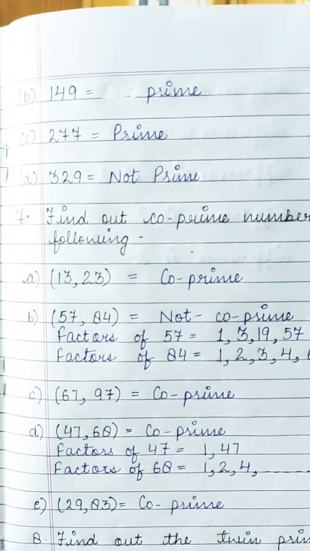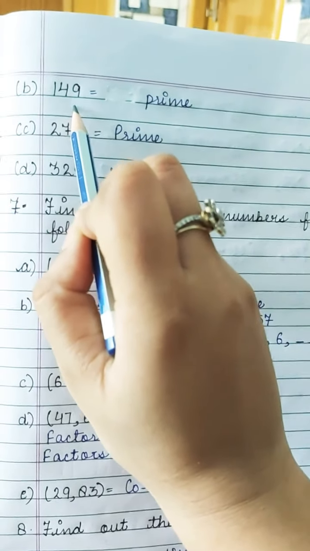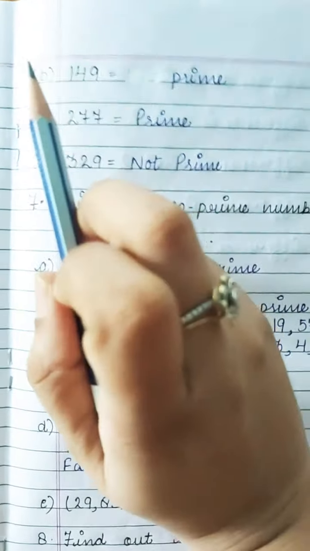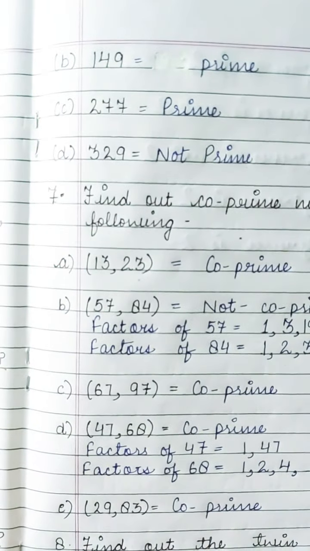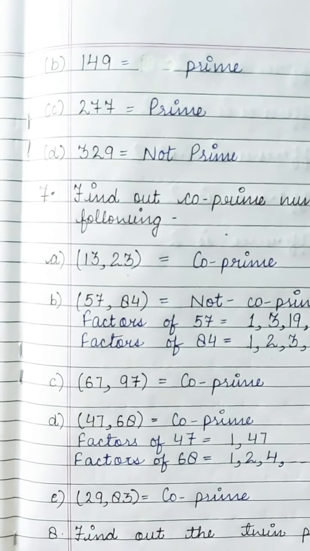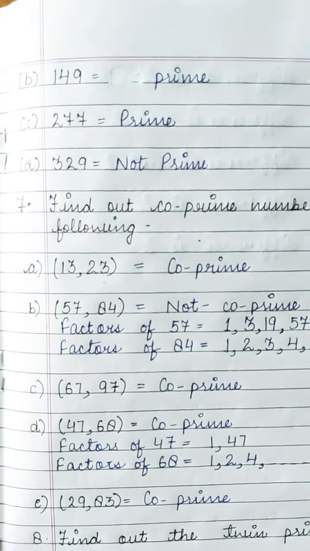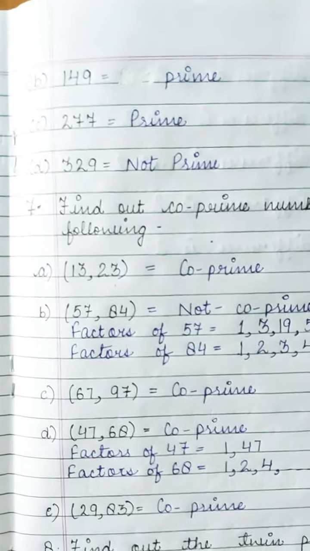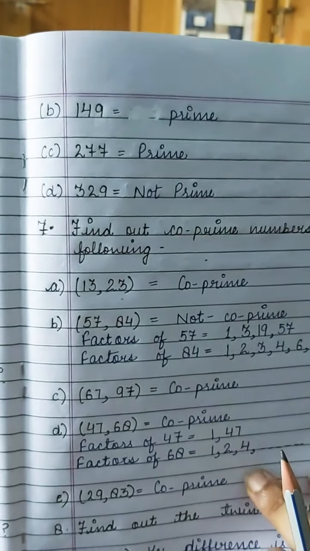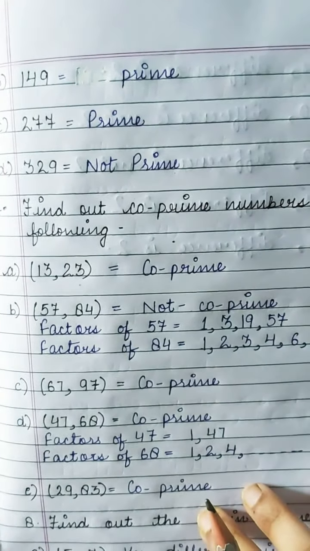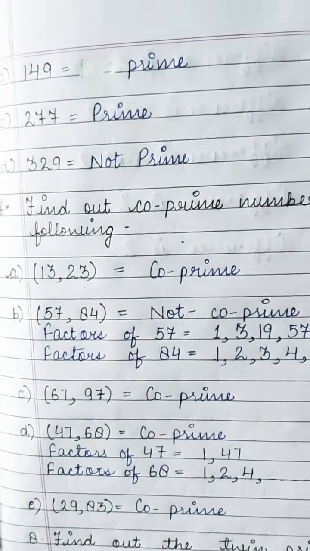Now 149. See here, 149 is a prime number because 149 has only 2 factors, that is 1 and itself. It is not divisible by any other number. 277 is also a prime number. Why? Because it has only 2 factors, that is 1 and itself, 277. Now 329, it is not a prime number because it is divisible by 47. So 329 has a factor 47 also, and that is why it is not a prime number.